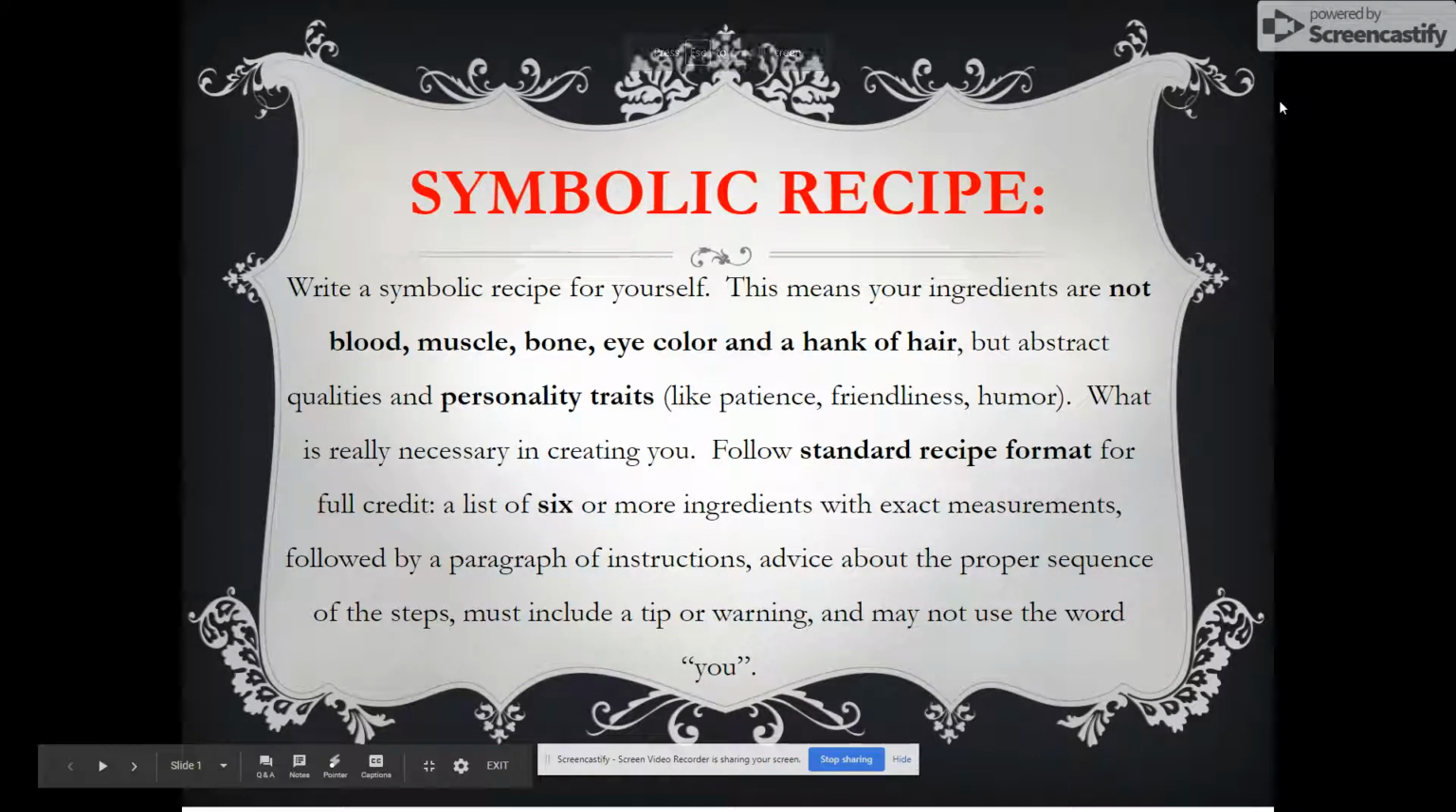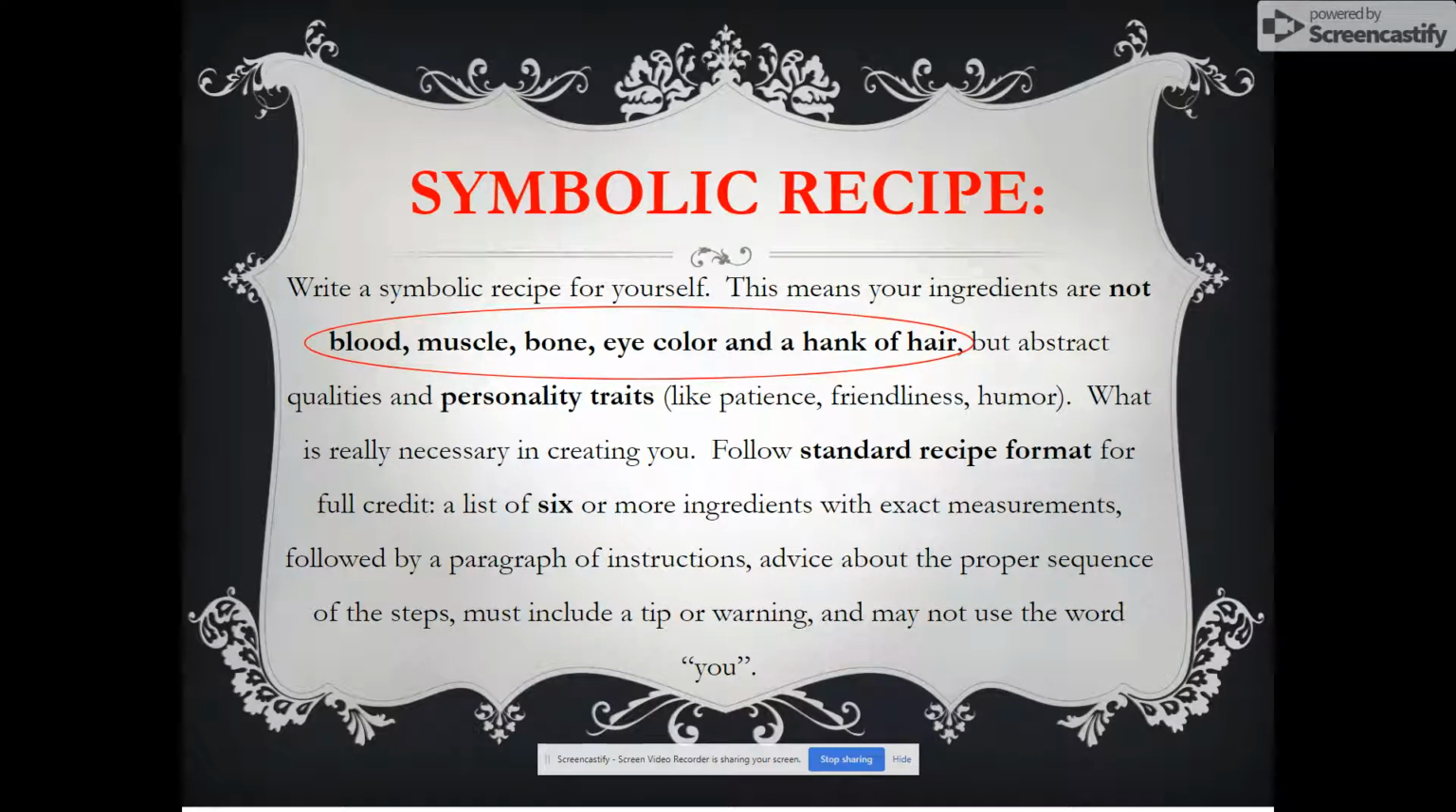This is the autobiography on Symbolic Recipe. This is probably a favorite amongst most students. The prompt states, write a symbolic recipe for yourself. This means your ingredients are not blood, muscle, bone, eye color, and hank of hair, but abstract qualities and personality traits like patience, friendliness, humor. What is really necessary in creating you?